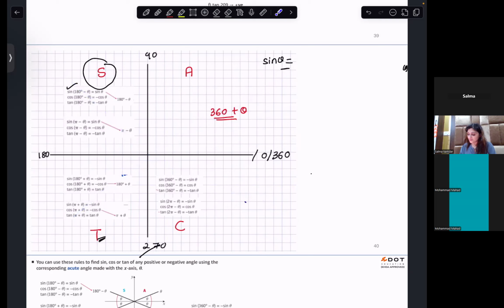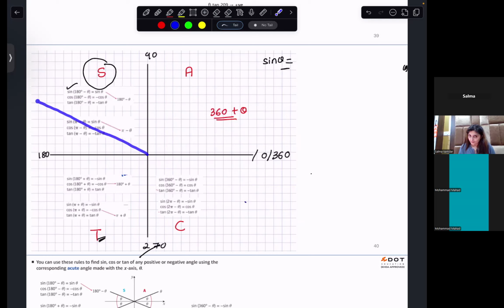Now let's talk in terms of pi. Pi means 180, and 2 pi means 360. 3 pi means 360 plus 180, 540, but we don't look at 3 pi. Let me tell you in terms of pi: pi minus theta, pi plus theta, 2 pi minus theta, 2 pi plus theta.